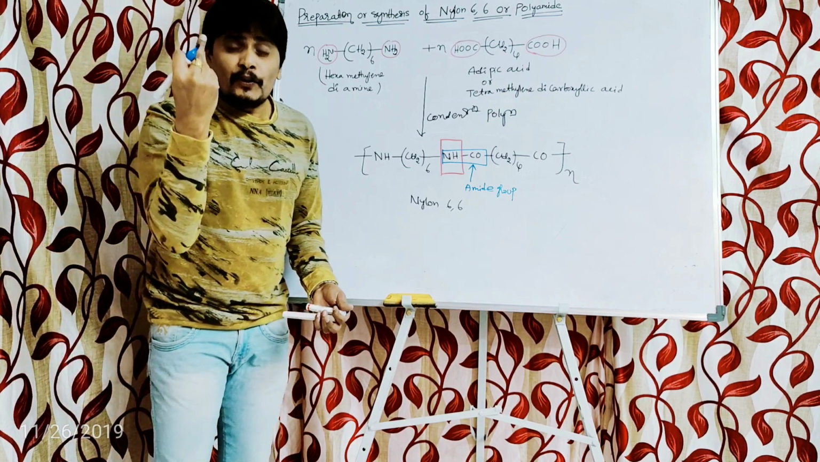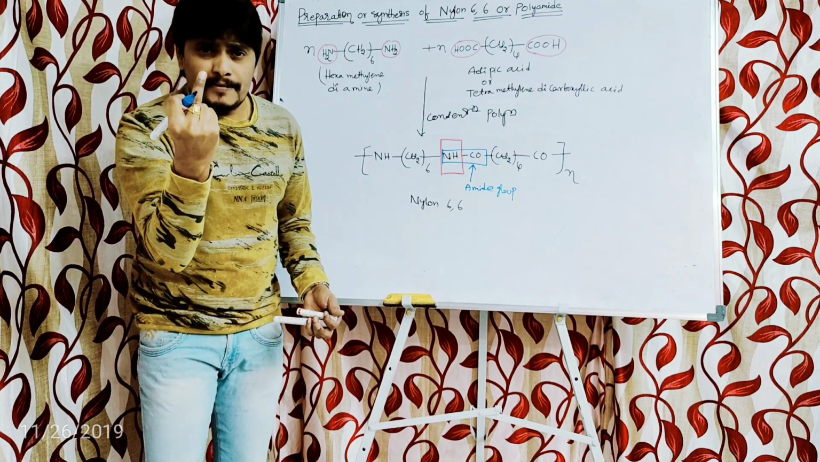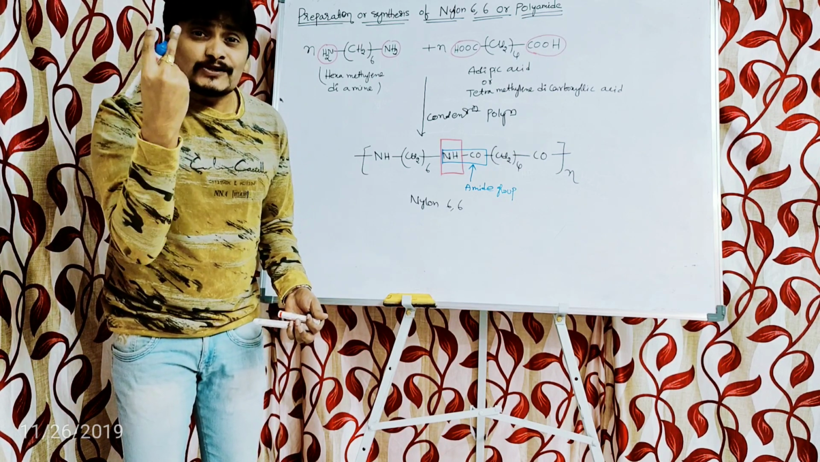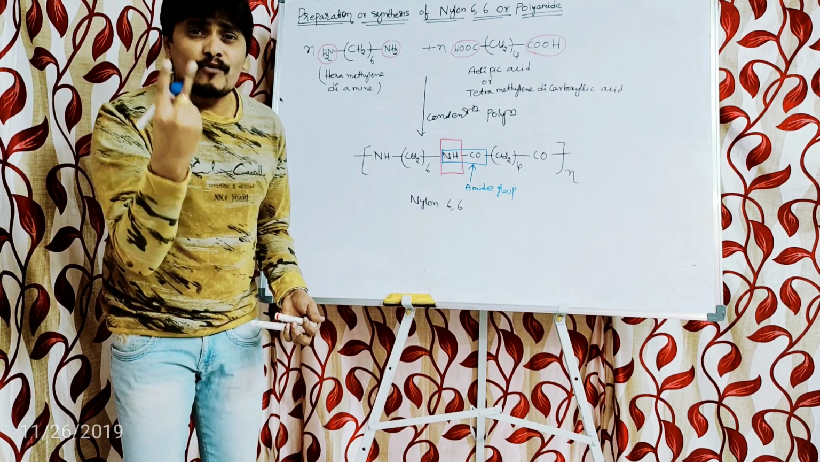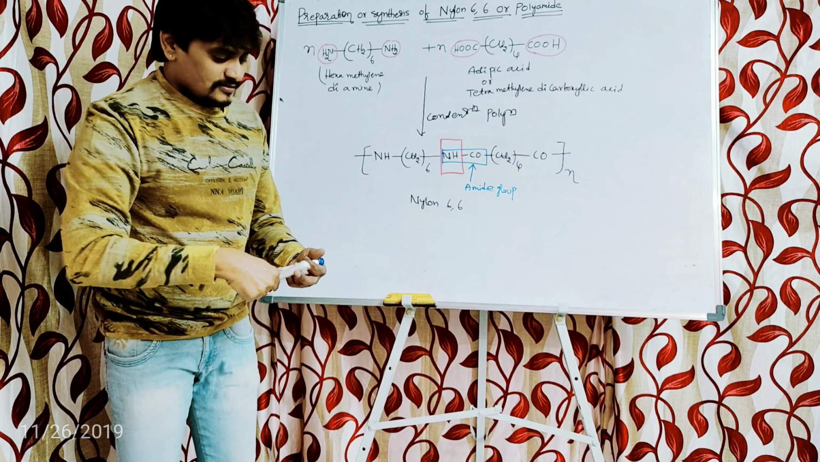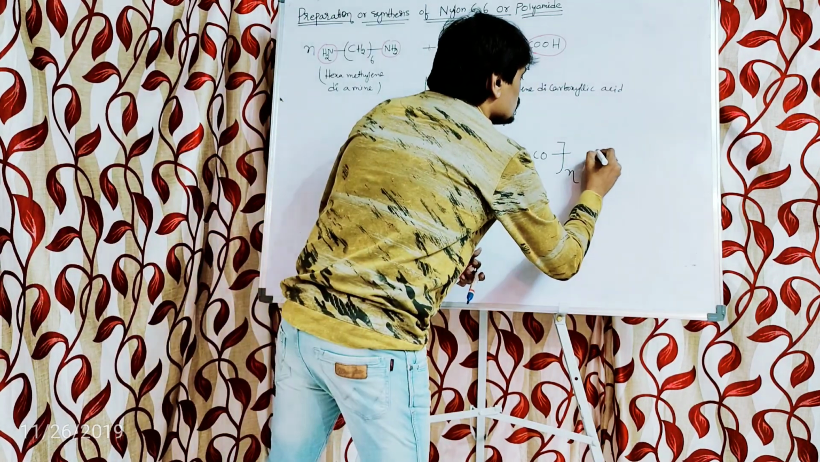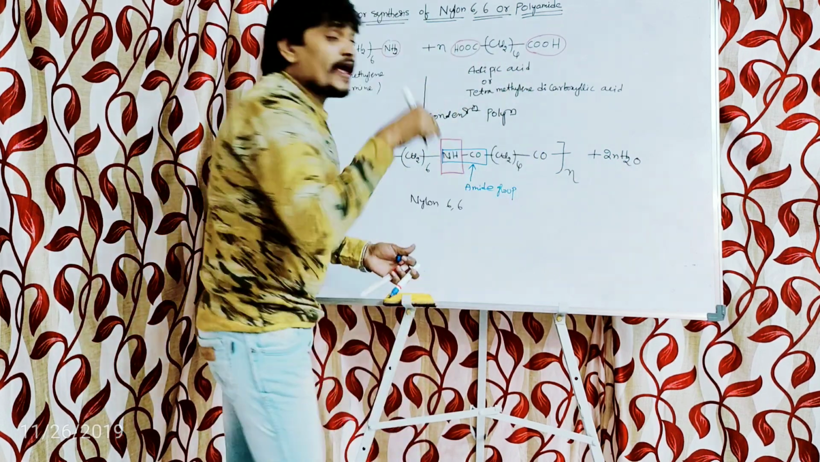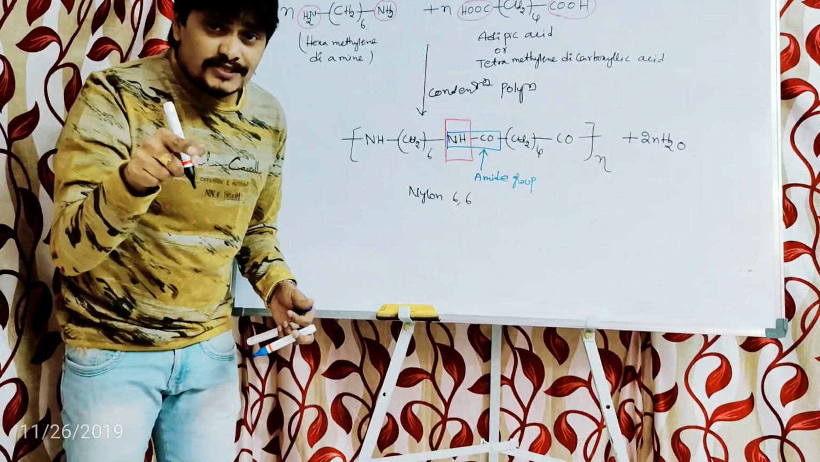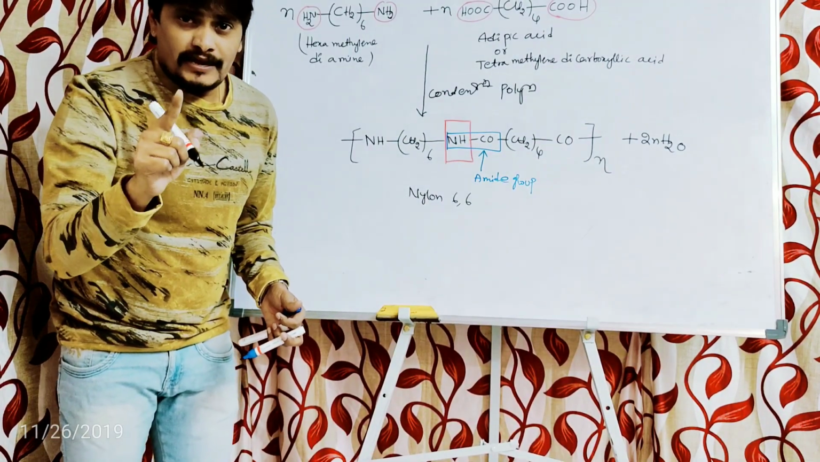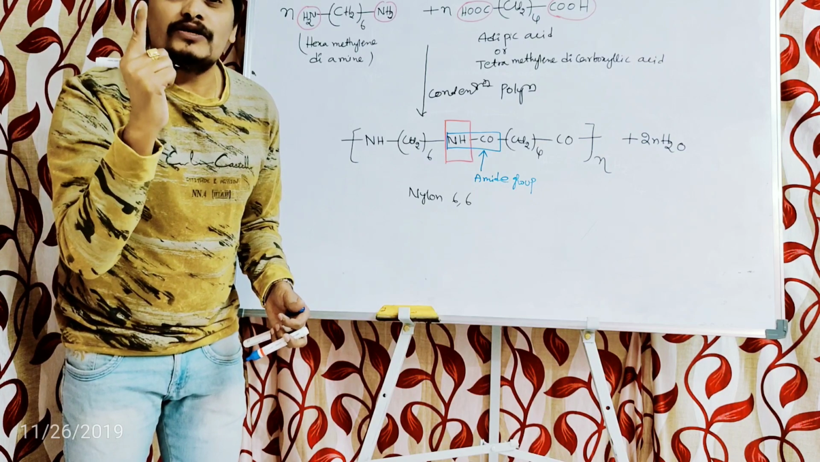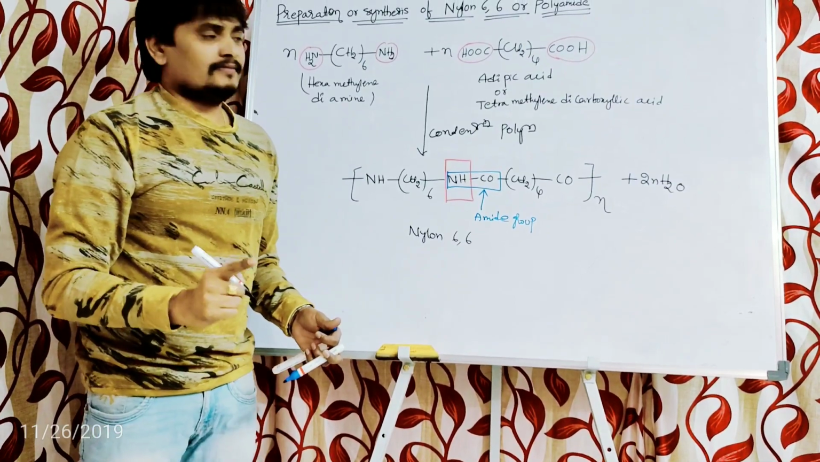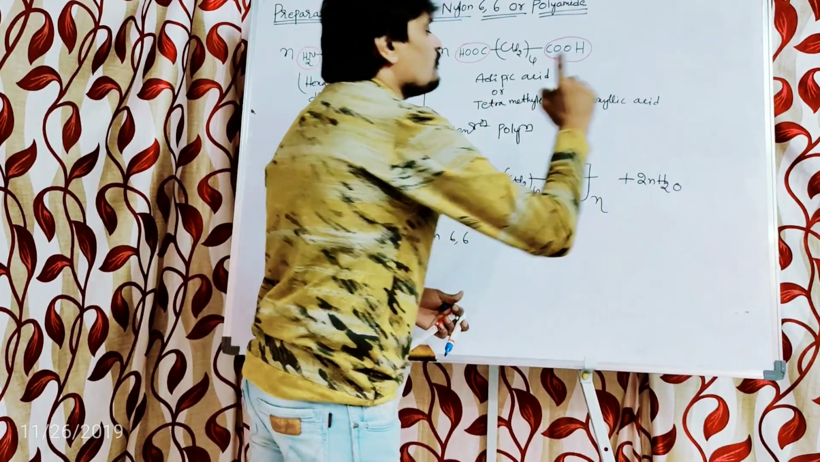Now, during this polymerization, at a time, 2 water molecules are being lost, students. So since at a time 2 water molecules are being lost, the byproduct is 2n moles of water. Why 2n? Why not n? Because at a time, at a single stretch, 2 water molecules are going to be lost. That is the reason we wrote 2n moles of water.